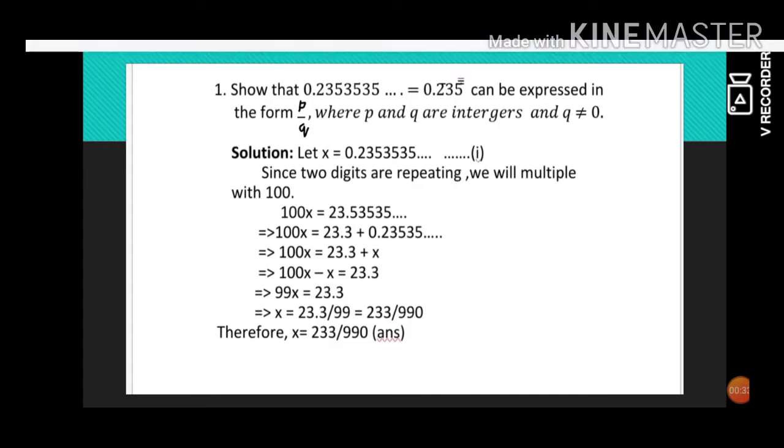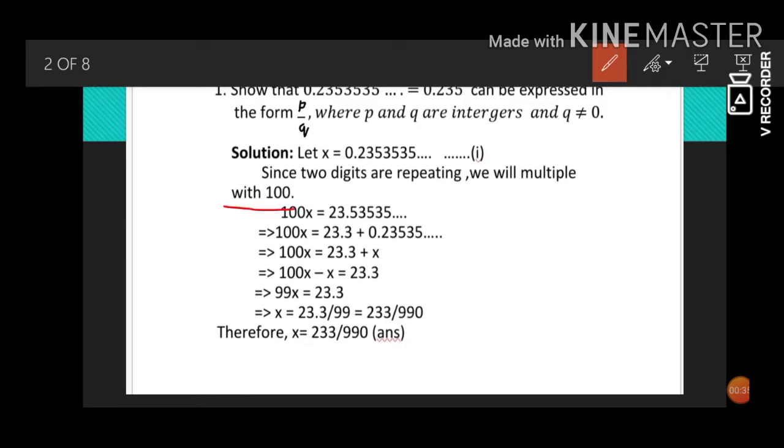Since two digits are repeating, we will multiply by 100. On both sides of equation 1, we multiply by 100, so we get 100x equals 23.5353535... Now 23.53535 can be written as 23.3 plus 0.23535..., and this part can be written as x. We have written it like this so that we can utilize the value of x from relation 1.